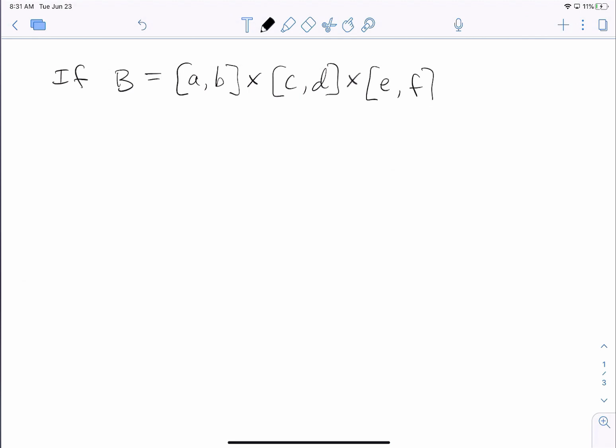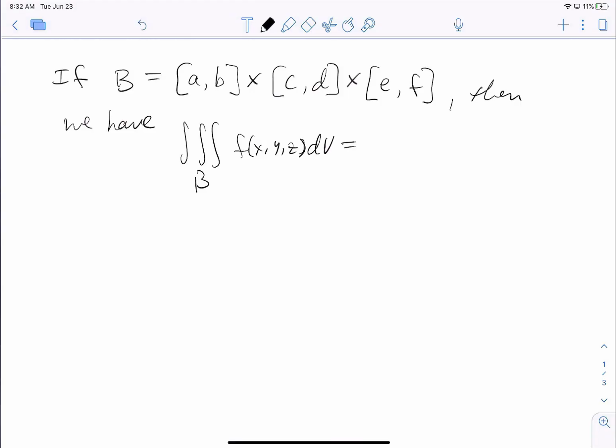If the region B is a box given by the interval from a to b on the x-axis by the interval c to d on the y-axis by the interval e to f on the z-axis, then we have that the triple integral over B of f of x, y, z dV is equal to the integral from e to f of the integral from c to d of the integral from a to b of f of x, y, z dx, dy, dz.